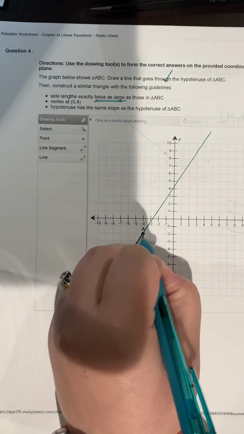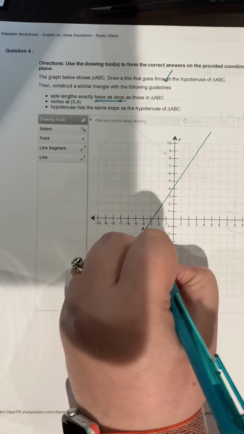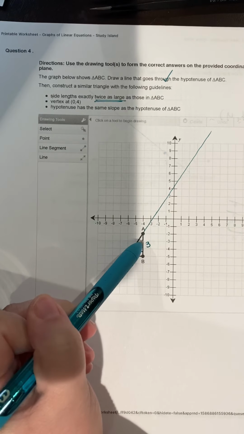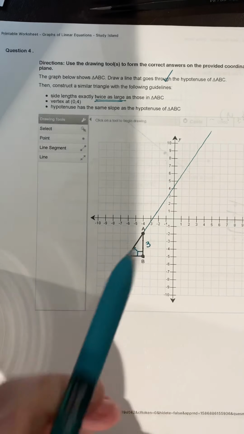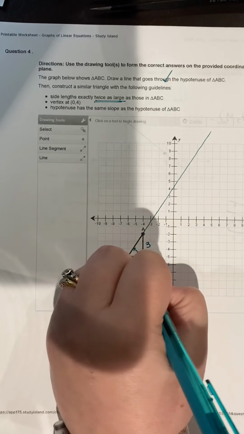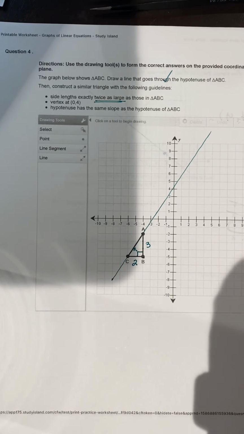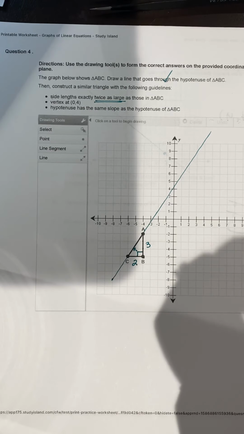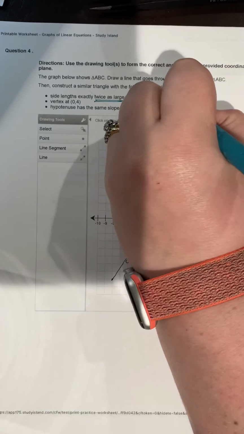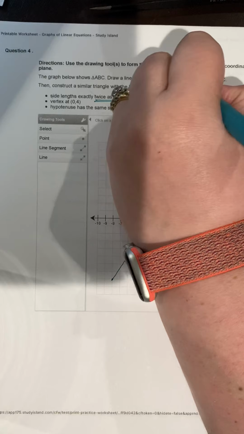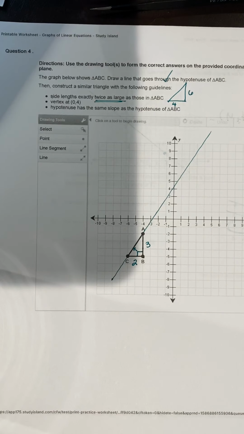So A to B has a side length of 3. I'm just counting. So 1, 2, 3. B to C has a side length of 2. So if I want to make a triangle that's the sides are twice as large as that, that means I need a new triangle that has a base of 4, because 2 times 2 is 4, and a height of 6. So I just jotted that up there for our notes. Okay, good with that?